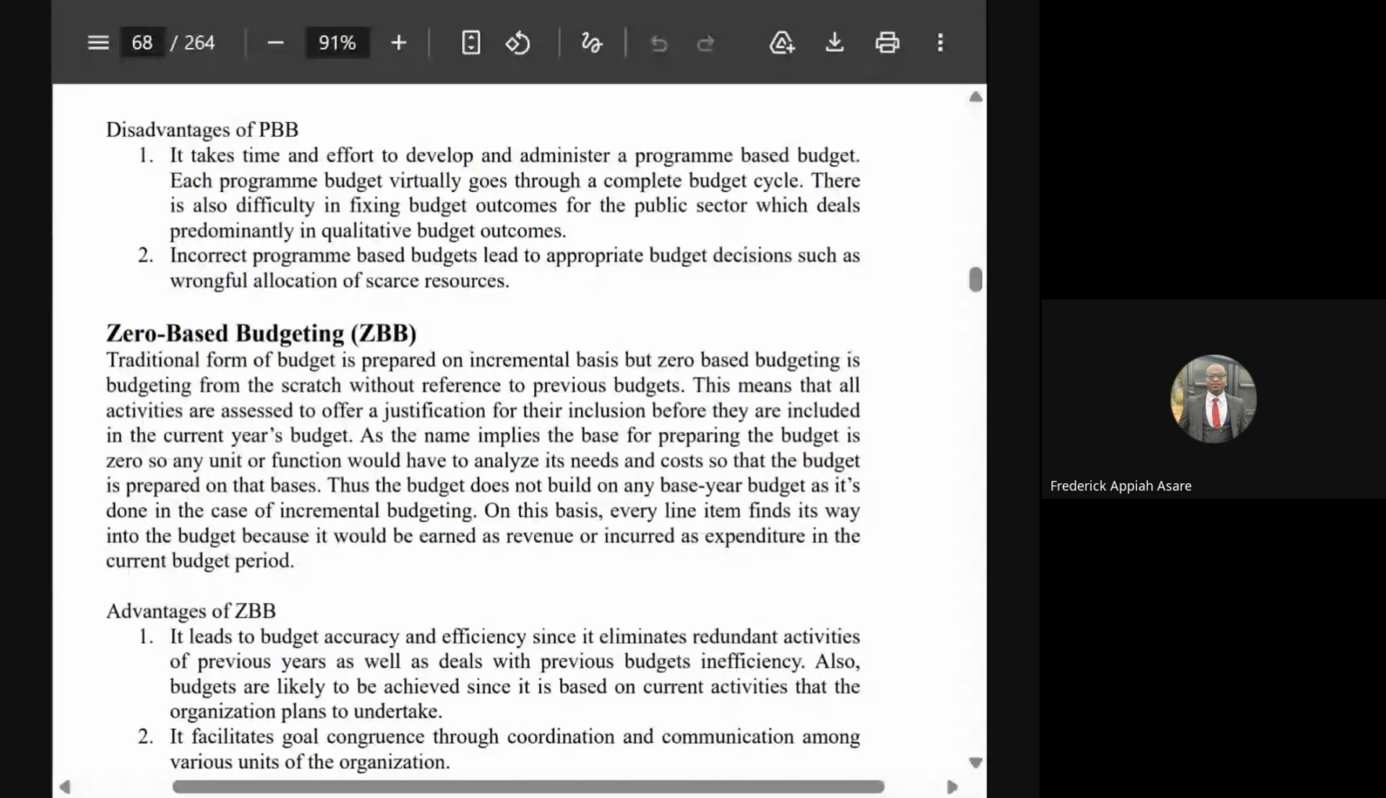When we look at the disadvantages, it will take time. Incorrect program-based budgets lead to inappropriate budget decisions, such as wrong allocation of scarce resources. Sometimes you realize that the program might not be fetching us anything, but because we are doing it on a program base, we have to send funds to the program, which will not yield us anything positive. Now let's look at the next one, which is zero-based budgeting. Zero-based budgeting is the approach of preparing budgets without any prior basis.